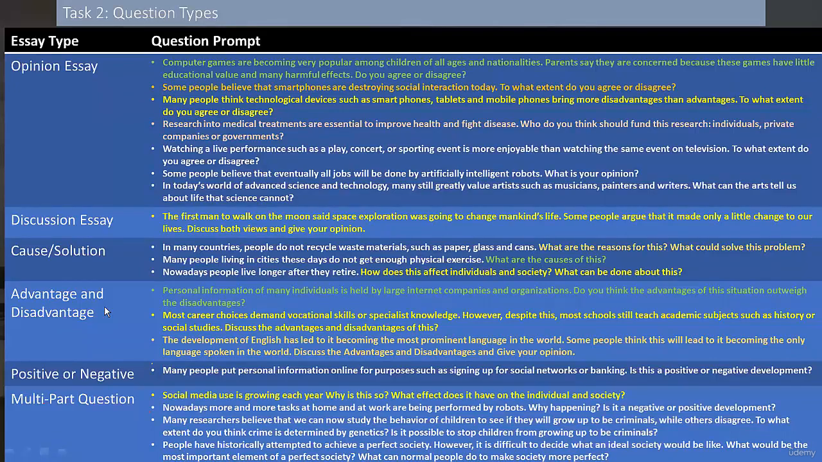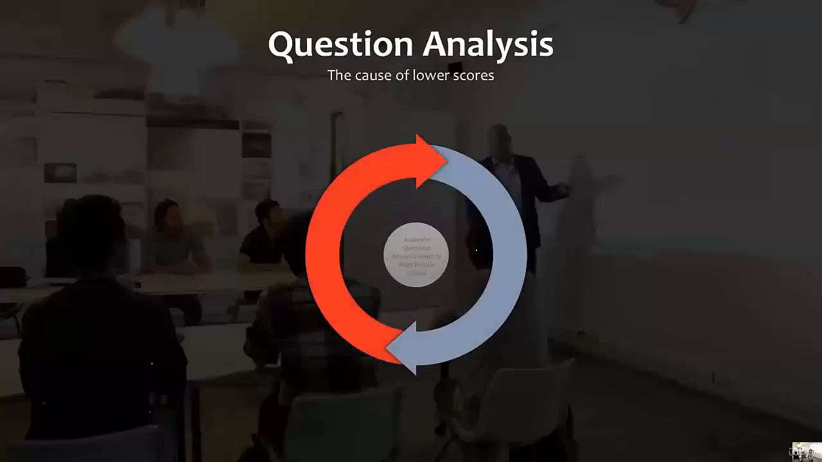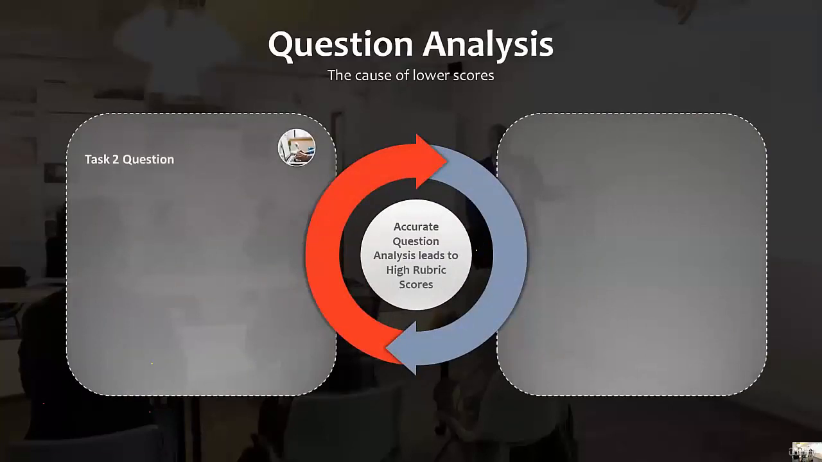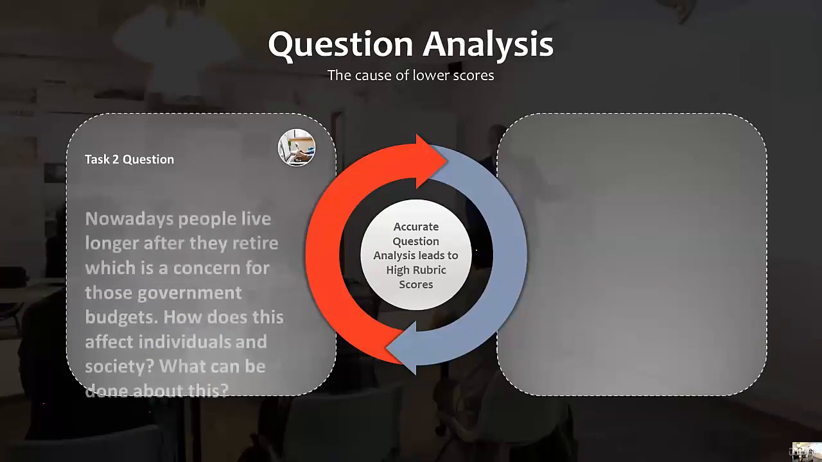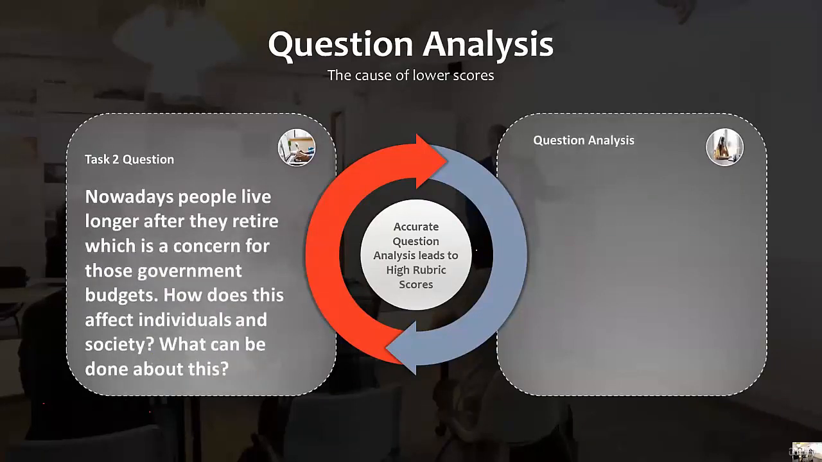Probably one of the more interesting things that students should really spend more time doing is question analysis. Question analysis is the first thing that you do. It's the first thing that you do before you start writing, or before you even start outlining, is make sure you understand the question, right? Do a proper analysis.